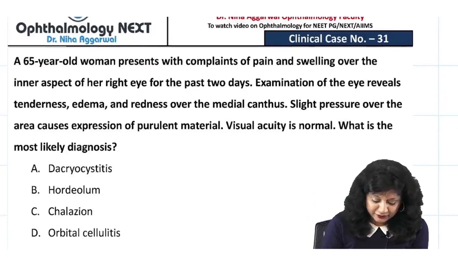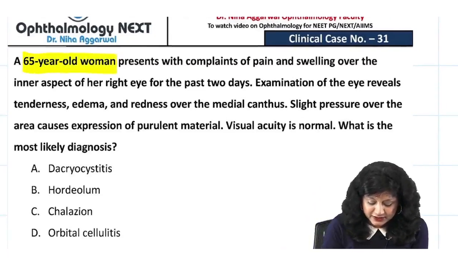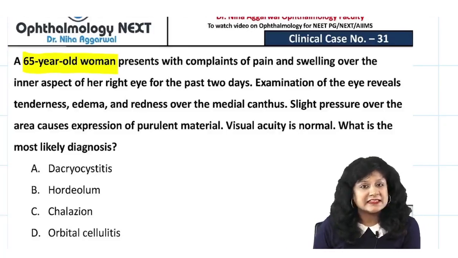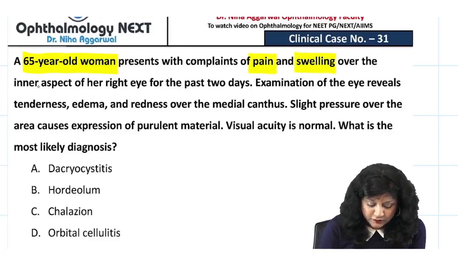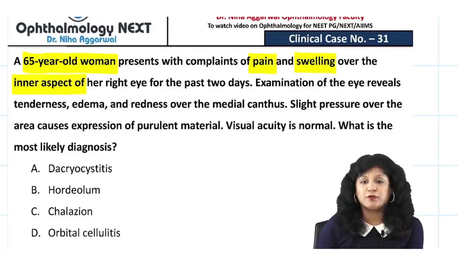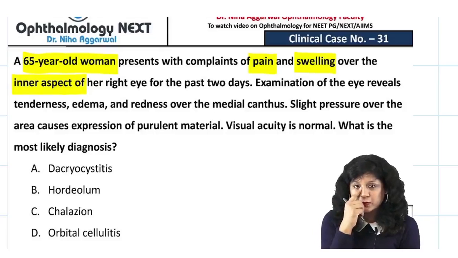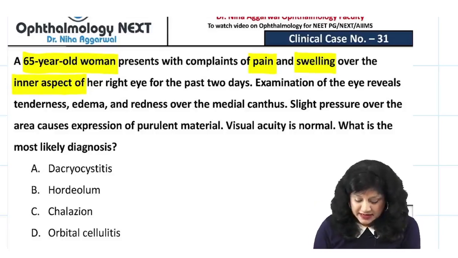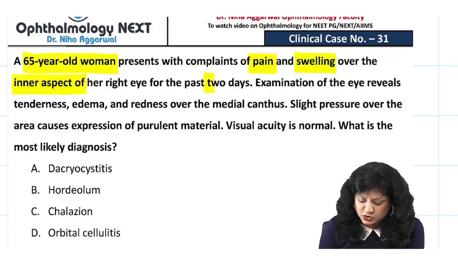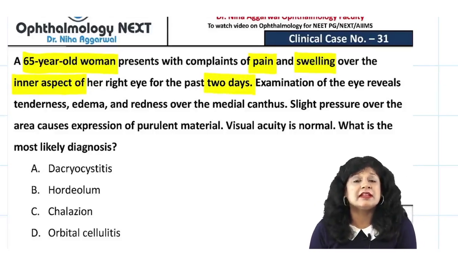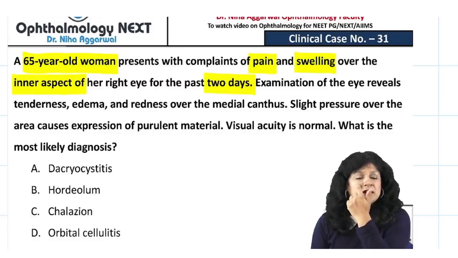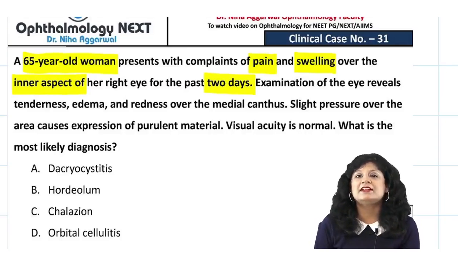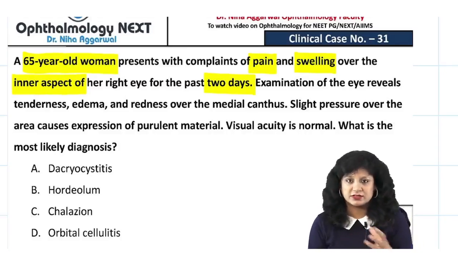So here we have a 65 years woman presenting with the complaints of pain and swelling over the inner aspect of her right eye. Inner aspect means towards the middle canthus, and this pain is for the past 2 days. So there is a pain, there is a swelling in a 65 years female, and that too over the middle canthus, and that is of acute onset, right?